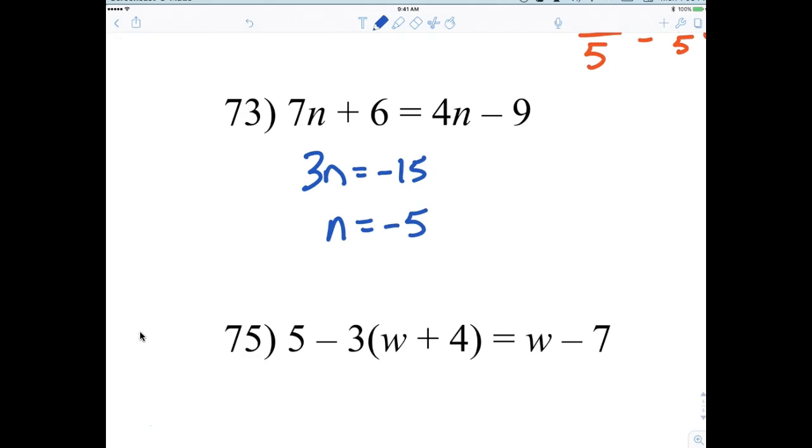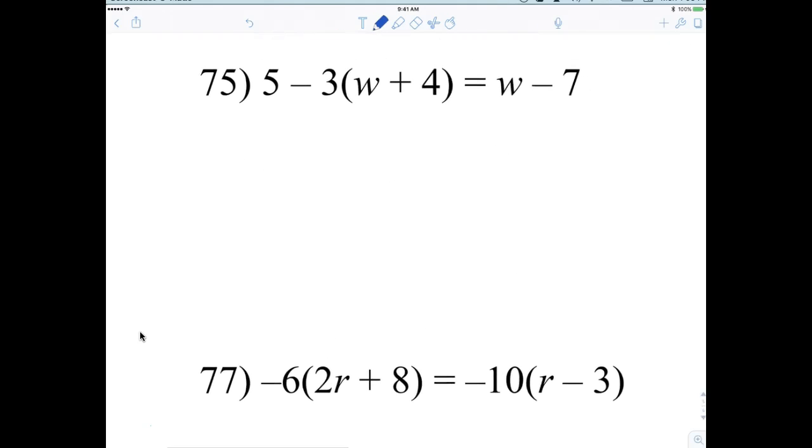All right, just practicing. Now 75, I have to distribute first, correct? Distributing a negative is where kids make a mistake. So let's see if you make the mistake.